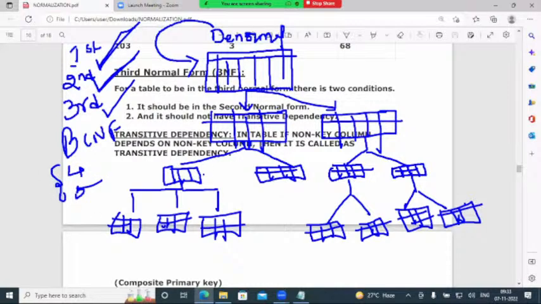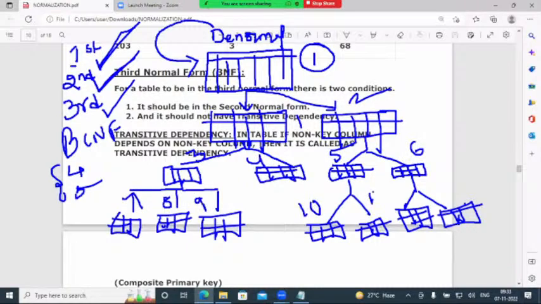But see here how many tables were formed. The client gave one denormalized form. After the denormalized form, how many tables will we design? 1, 2, 3, 4, 5, 6, 7, 8, 9, 10, 11, 12, and 13. So finally, in this project, 13 tables are formed. This is the concept of normalization.